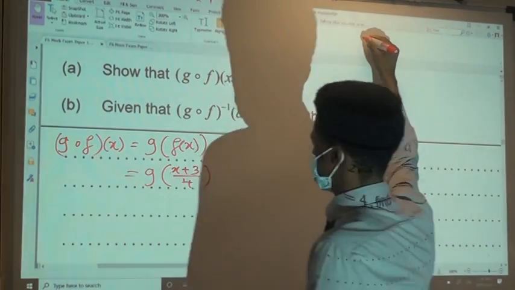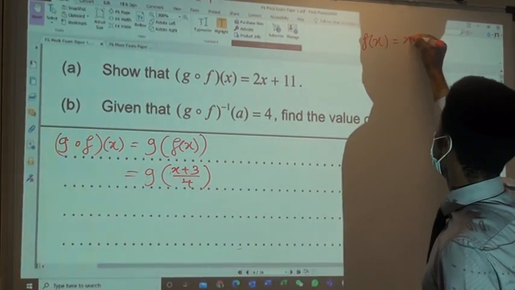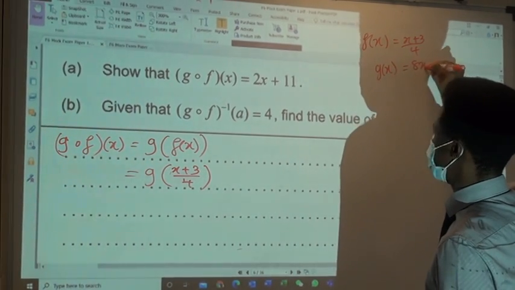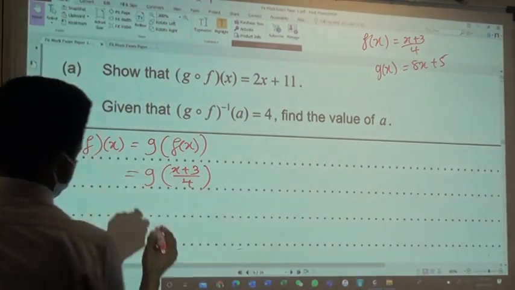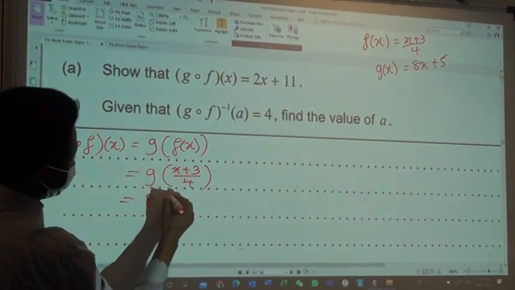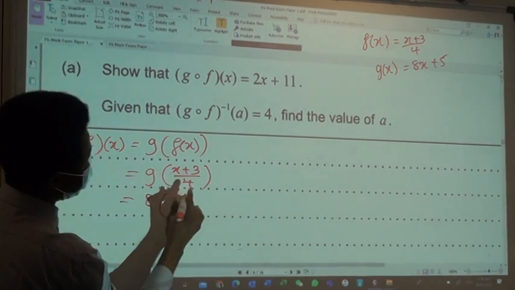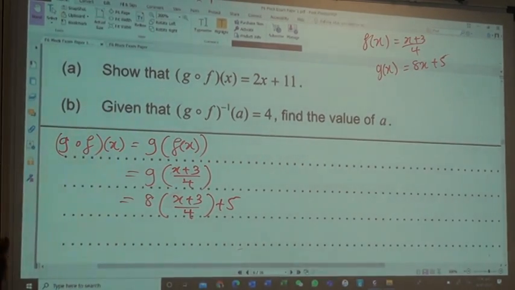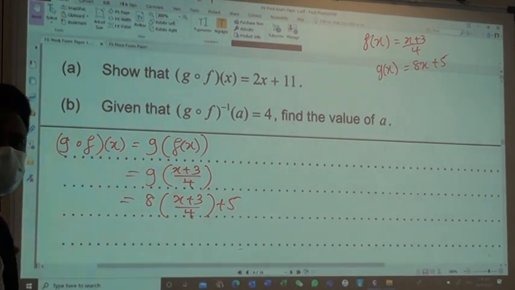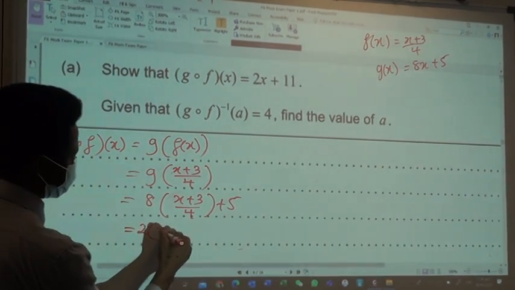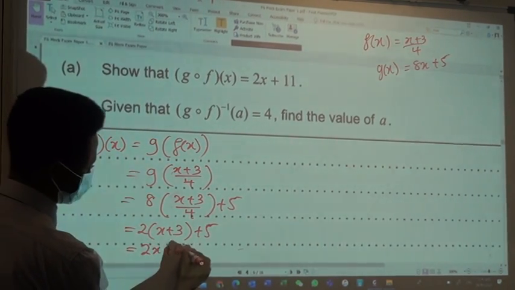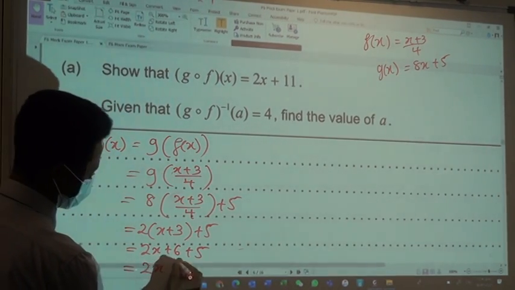So let's write it here. f of x equals x plus 3 over 4. What is your g of x? 8x plus 5. Good. So, applying that, 8 into brackets, x plus 3 over 4, plus 5. Some of you multiply 8 in first. You don't have to do that. You cancel, you get 2 brackets, x plus 3, plus 5. So you get your 2x plus 6 plus 5. And that's how you get your 2x plus 11.